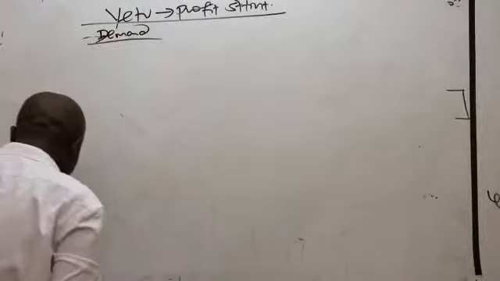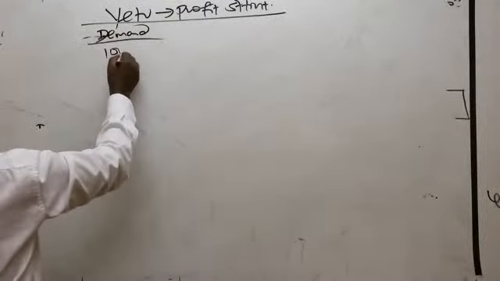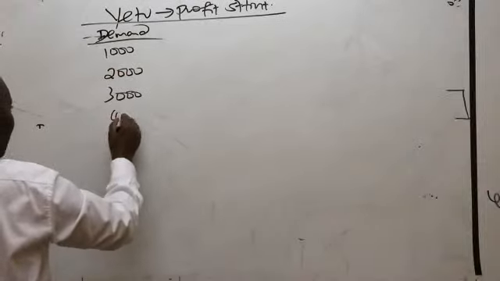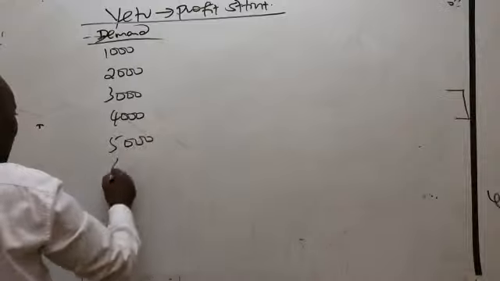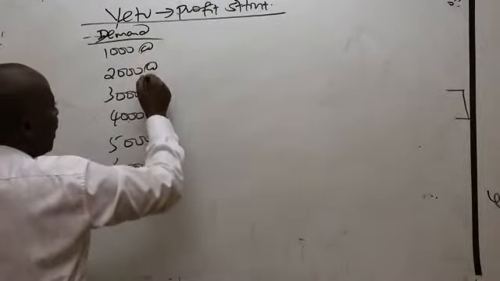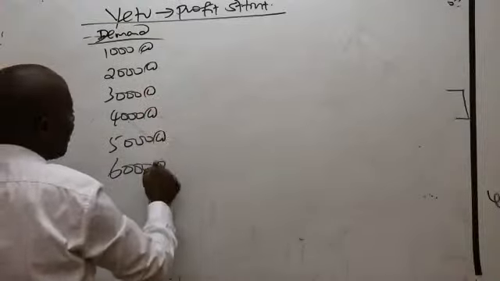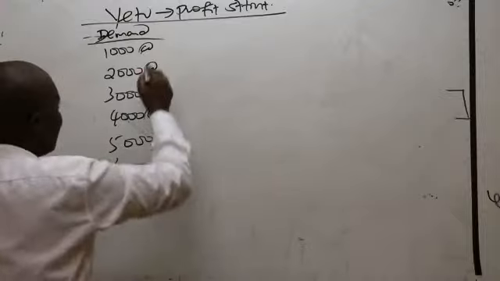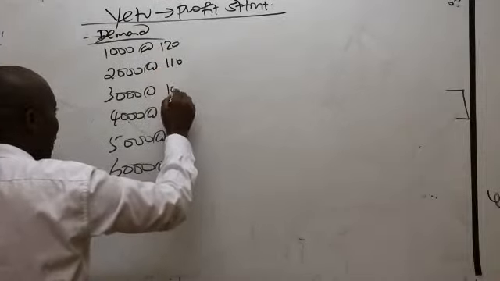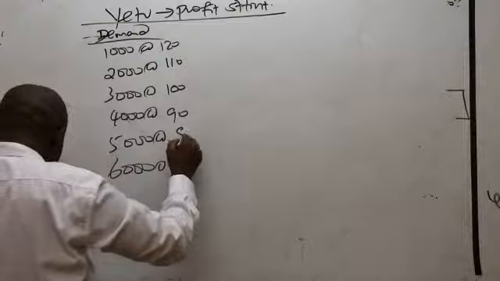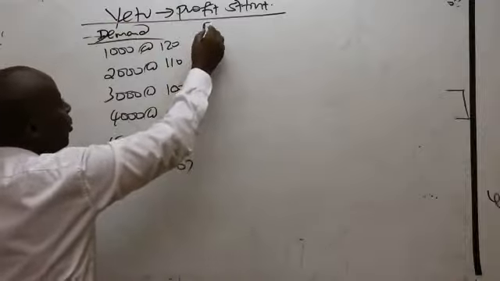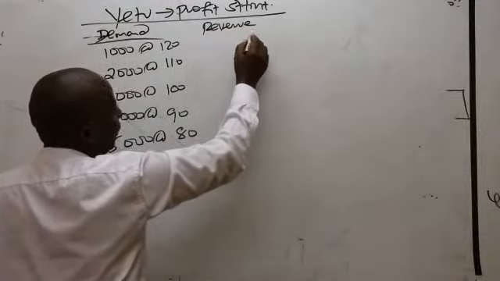The demand has been given here. We have 1,000, 2,000, 3,000, 4,000. We have 5,000. We have 6,000. Of course, they have given us the selling prices there per unit. We have 120. We have, ladies and gentlemen, 110. We have 100. We have 90. We have 80. And then we have 67. So I expect you to write for us the revenue there.